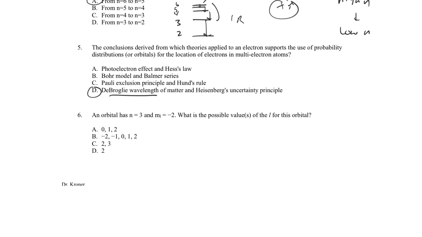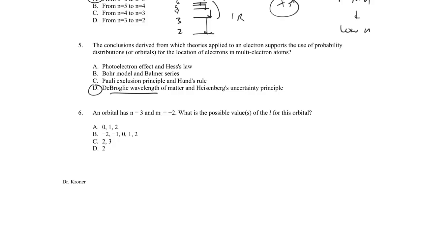Okay, so number 6, what about quantum numbers and their range of values, and what can we say about an orbital with an n of 3 and an m sub l of -2? And so when n is 3, we know that l can be equal to 0, 1, or 2, but not 3, because the highest l can be is n minus 1.